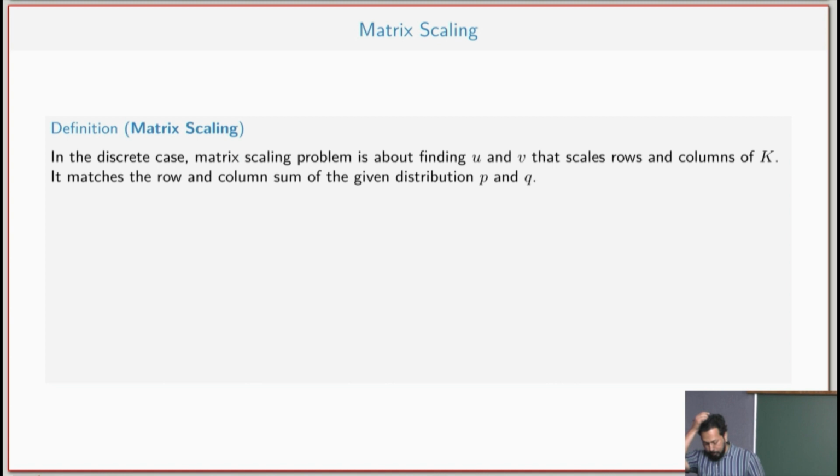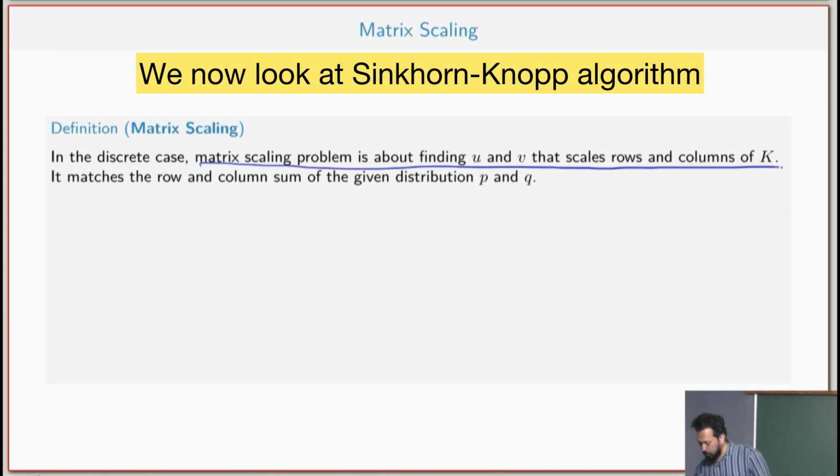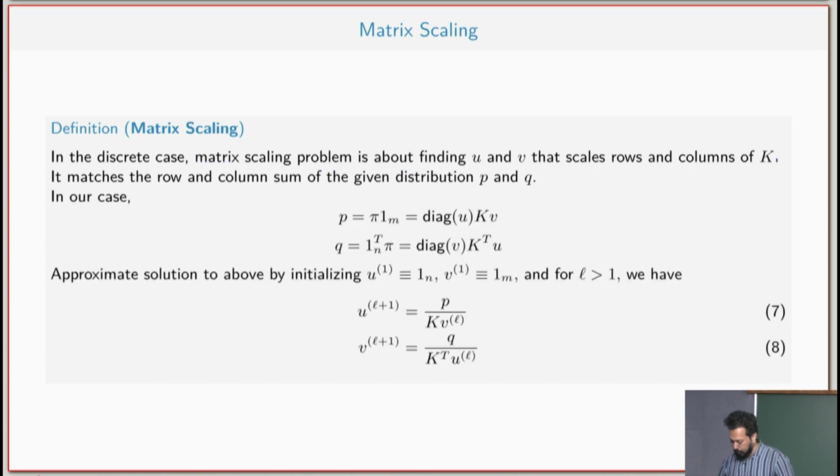So in the discrete case, the matrix scaling problem is about finding u and v that scale the rows and columns of K. Okay, so if we formulate this in a slightly different way, then our marginal is p, and indeed it is the sum across the columns. So this is seen like this, and if it is q, then we have the row, so we sum across the rows.